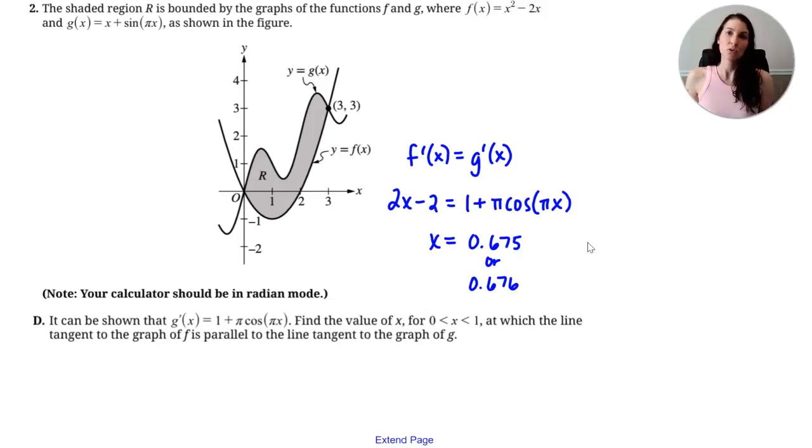Again, whether you choose to round or truncate your answer, just make sure to include all three of those decimal places. All right, that's it. Number 2 from the 2025 AP Calculus AB exam. I hope you found that helpful.